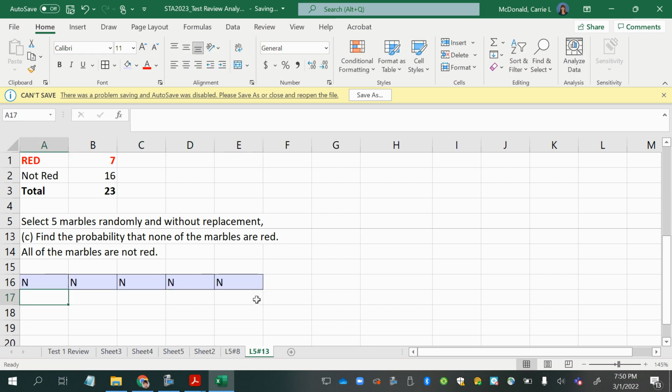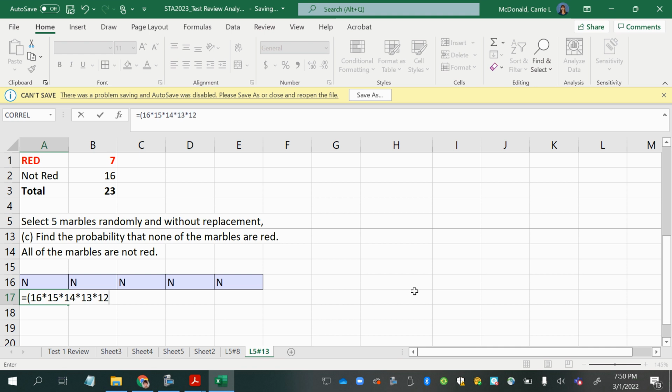And I'm going to do this the same way I did the other example. I'm going to start with the number of not red marbles, and I'm going to choose 5 without replacement. So I'm going to go from 16 on the first try to 15 not red marbles on the second try, and 14, and then 13, and then 12. Is that 5? Yeah. So now I've chosen 5. Make sure I counted right. 16, 15, 14, 13, 12. And then divide that by the denominator descending from 23 total on the first try, 22 on the second try, 21 on the third try, 20 on the fourth try, and 19 on the fifth try.